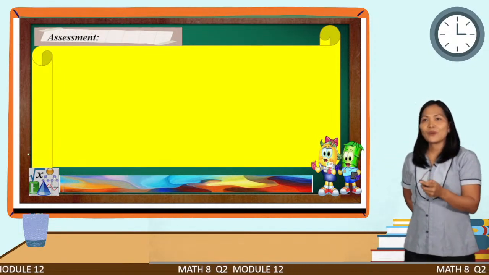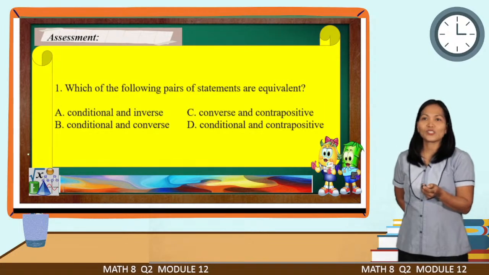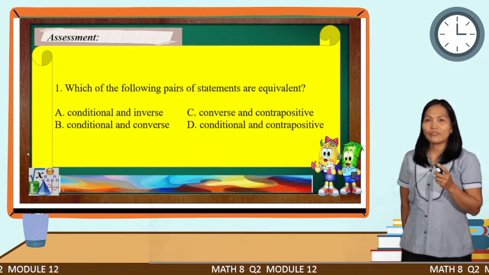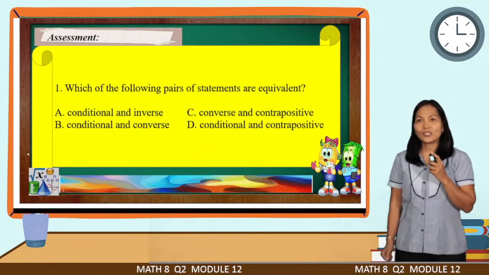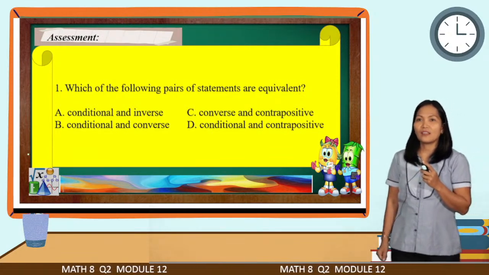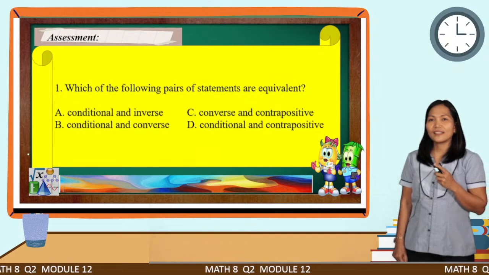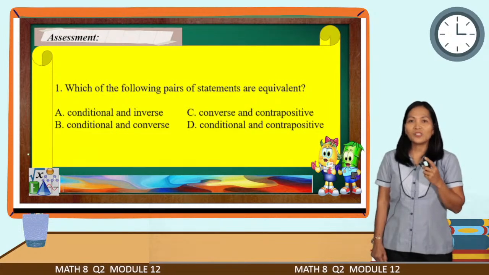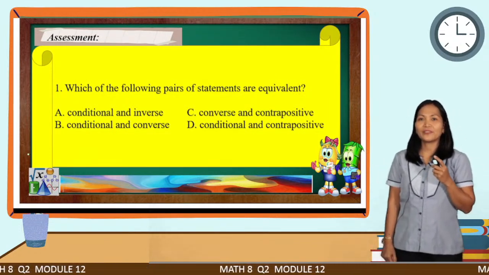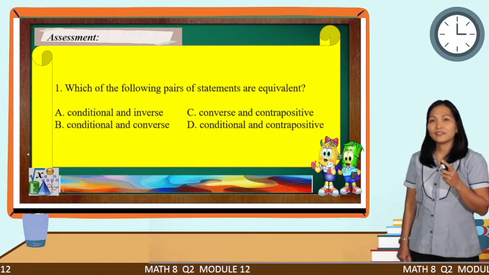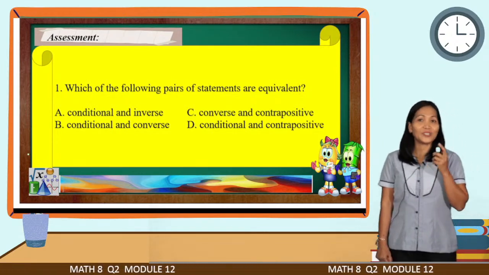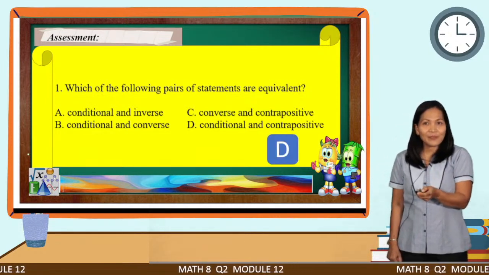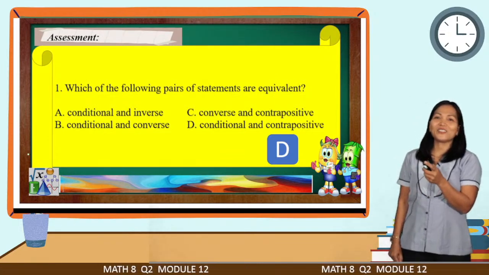All right, so I want you to get your pen and paper and let us answer the following questions. Number 1. Which of the following pairs of statements are equivalent? A. Conditional and inverse. B. Conditional and converse. C. Converse and contrapositive. D. Conditional and contrapositive. And the correct answer is, what's your answer? Is it the same as this one? Yes, it's letter D. Very good.